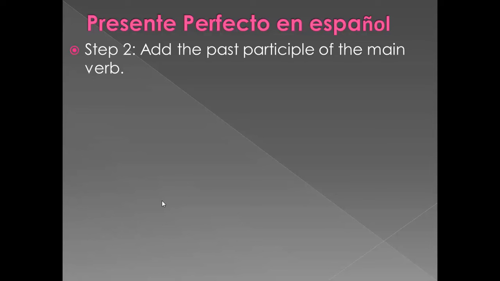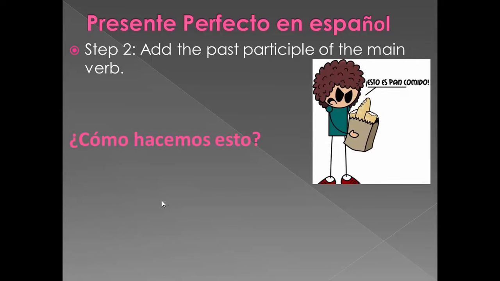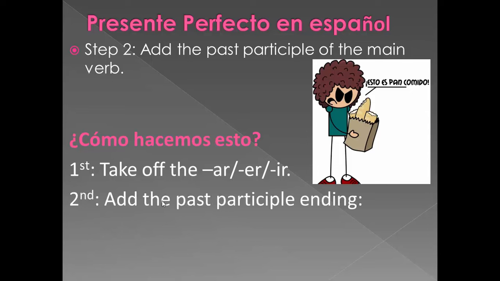How do we create the past participle of the main verb? Well, let's see. ¿Cómo hacemos esto? No se preocupen, chicos. Es pan comido. It is super easy. There's a basic little pattern you're going to follow. First, you're going to take off the ending, the AR, ER, or IR ending. And then, depending if it was an AR verb or ER verb or an IR verb, you're going to add the past participle ending. And there's only one ending for each of those three.